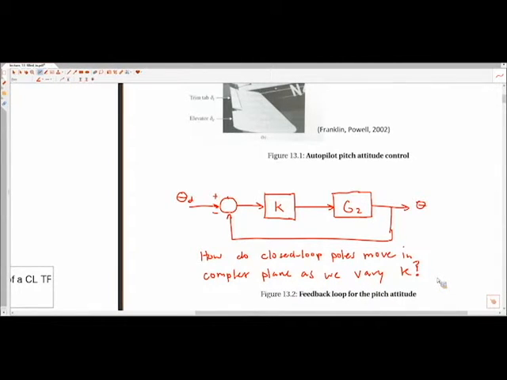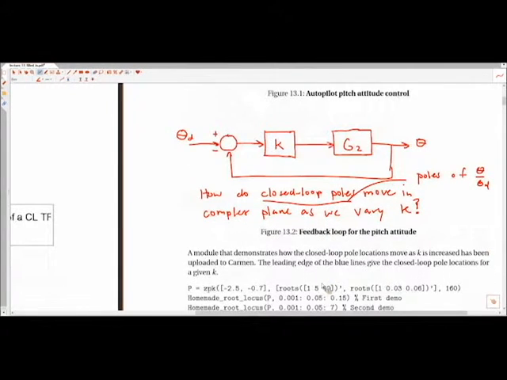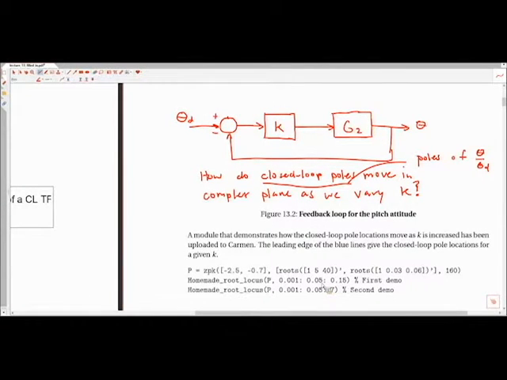So closed loop, just to remind you what I mean by this, I mean the poles of theta over theta d. Our reference is some desired pitch attitude, our output is some actual pitch attitude, and we don't know the relationship between them. In particular, we don't know the pole locations. So we're going to start to build up relationships between what we call the open loop poles, which would be the poles of some G2, and the closed loop poles.